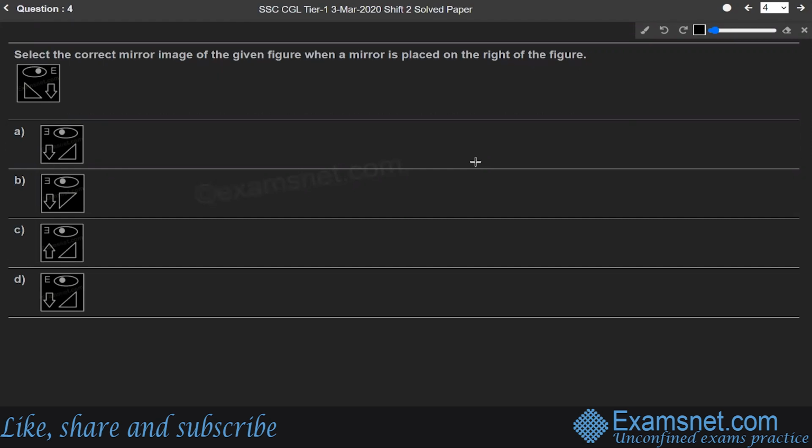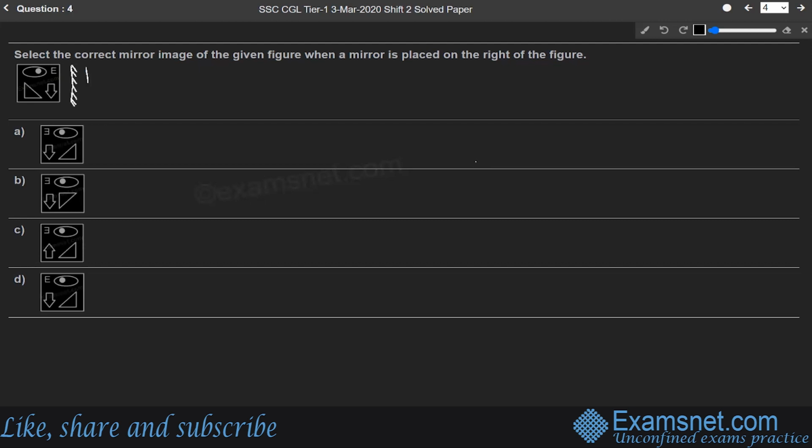So the basic concept behind the mirror image is, if something is a mirror image of something else, then it is like a reflection of it, either because it is exactly the same or because it is same but it is reversed. Okay, so now let us look for the mirror image of this given figure. Let us place a mirror on the right side of this figure, as it is mentioned in the question that the mirror is placed on the right of the figure.